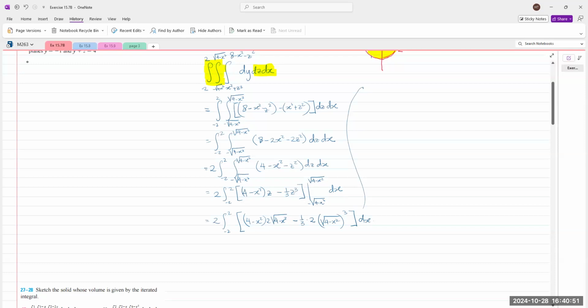Okay, which simplifies to be, let me continue here, 2 times the integral from -2 to 2 of 4 minus x squared to the power of 3 halves with 2 at the front, minus 2/3 times 4 minus x squared to the power of 3/2 dx. That's 4/3. That's 8/3 times the integral from -2 to 2 of 4 minus x squared to the power of 3/2 dx.